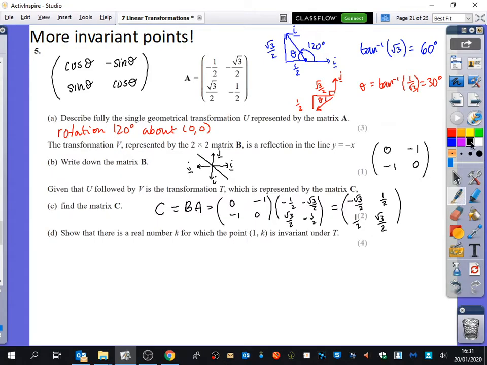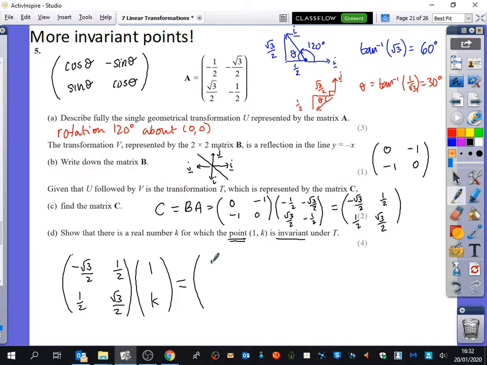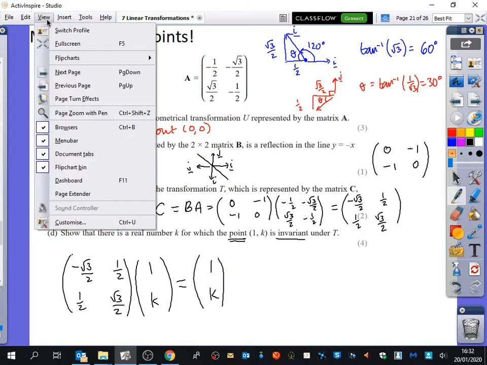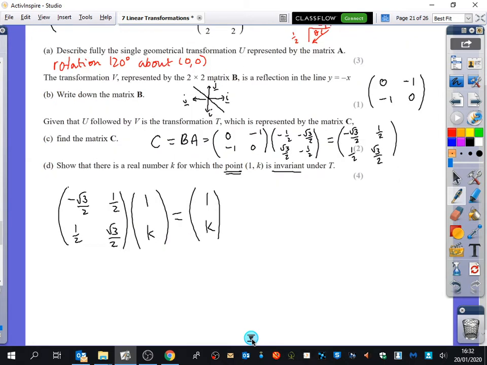For D, it says, show that there is a real number k for which the point (1, k) is invariant under T. Now remember, T is the matrix C. So if I do this matrix, which is minus root 3 over 2, a half, root 3 over 2, if I apply that to (1, k), I should get? A multiple of (1, k)? No, not a multiple. Exactly (1, k), because the point is invariant. It's not an invariant line. It's saying that point is not allowed to move at all, okay? So let me get my page extender on. Okay, so we've got to now actually do the multiplications and see what we get.